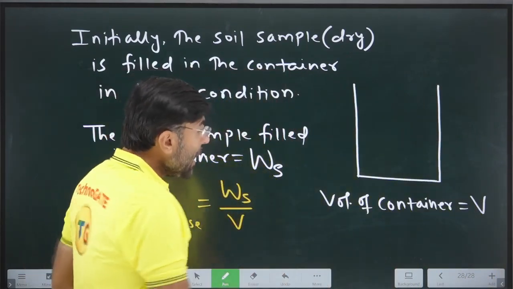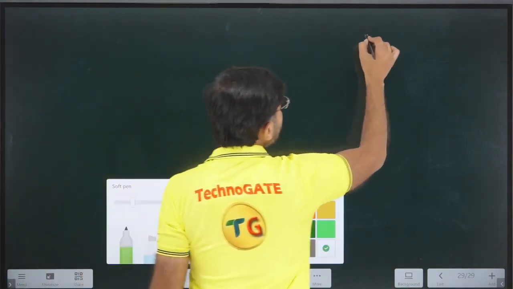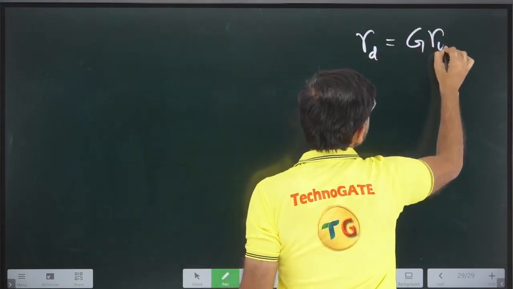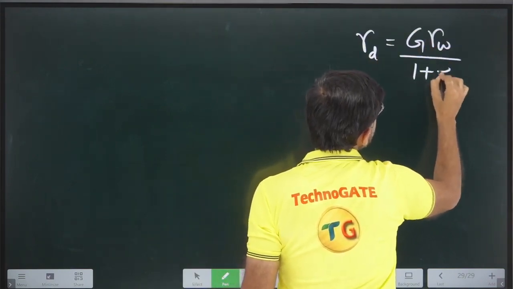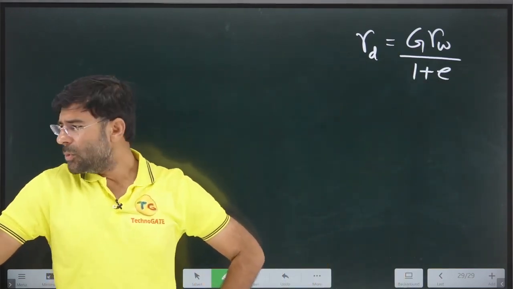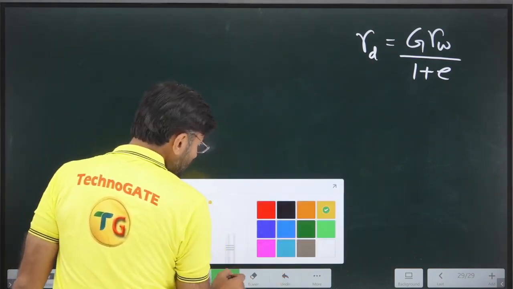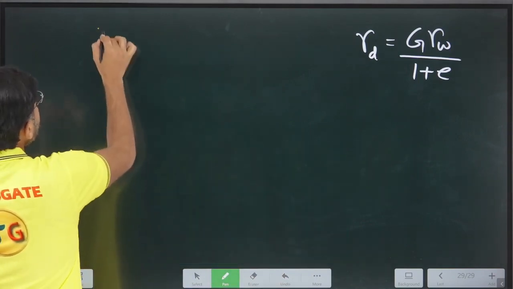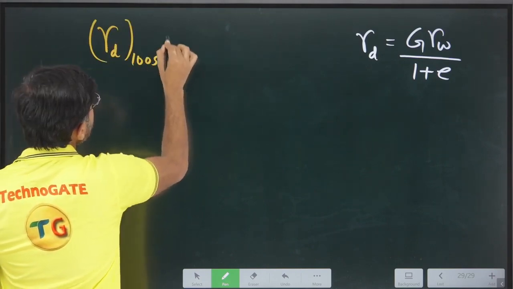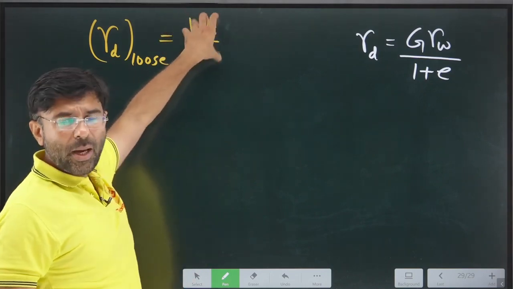Got this? And I also know that gamma D of any soil is equal to G gamma W upon 1 plus E. We have derived this relation. What have I got with my experiment? With the experiment, I have calculated the value of gamma D loose, which is equal to Ws upon V. This I will have as some numerical value.